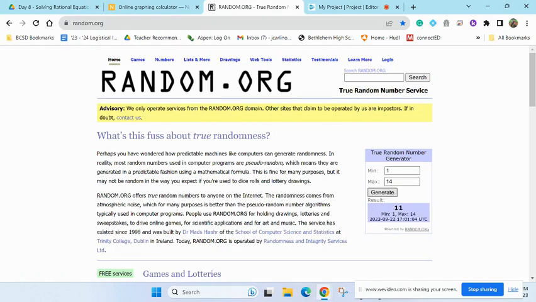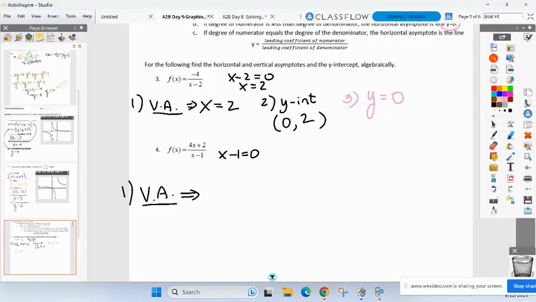I don't have my cheat sheet. Who's got 1? Drew? What would you ask? When is this fraction undefined? When x equals 1. And there you go. That's your vertical asymptote. X equals 1.